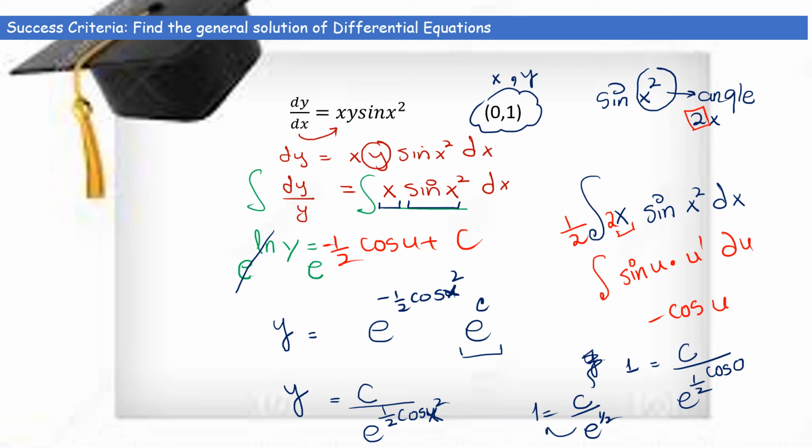Now bring e to the power half to the other side. You will get c equals e to the power half, or you can write it as square root of e. Now here is your situation. So you can just replace the c by square root of e. And here in the denominator, we can write e to the power half cosine x square. So that is our answer. I hope that this question is also clear to you. So let's practice the next question.